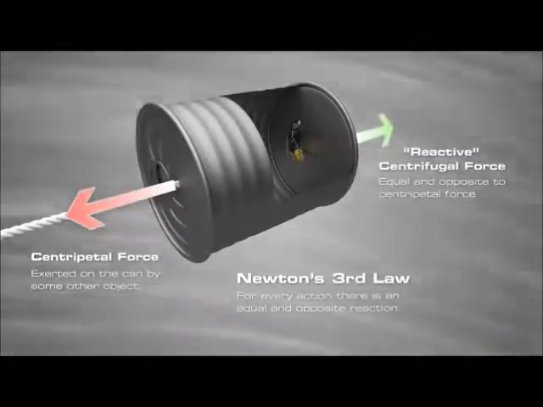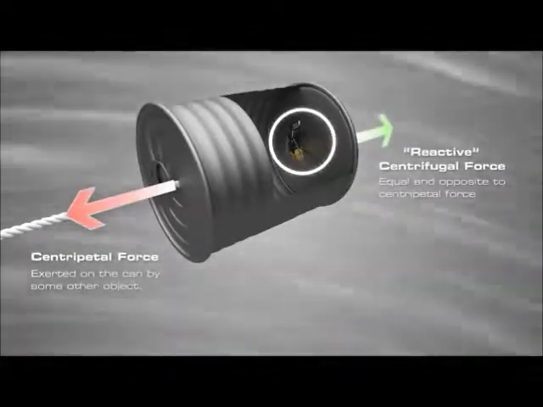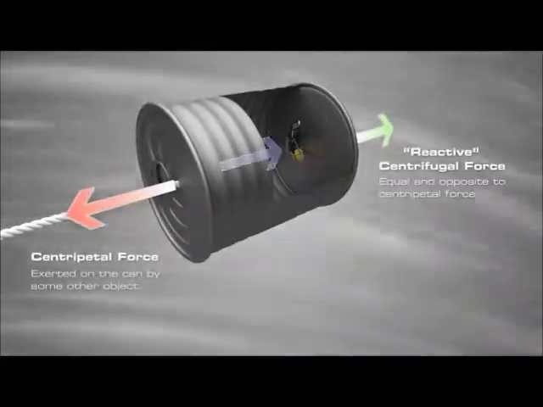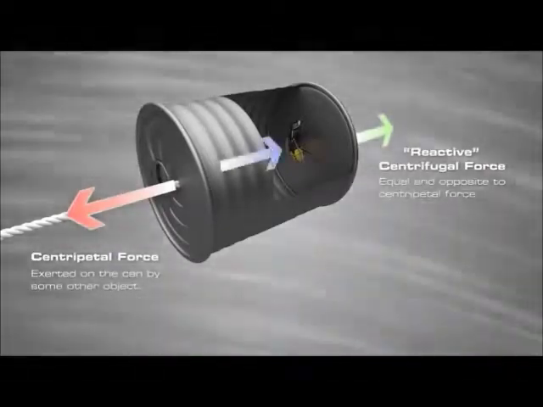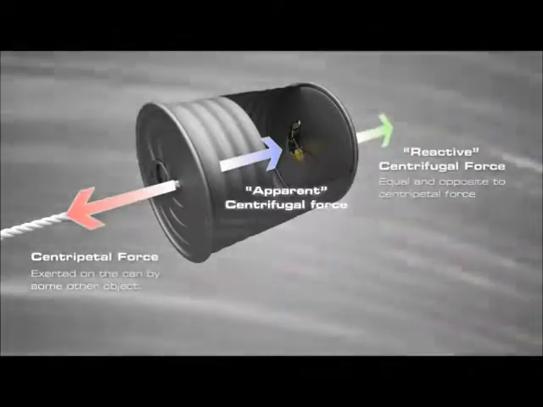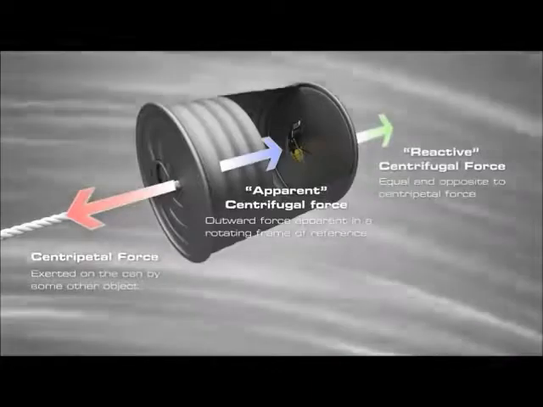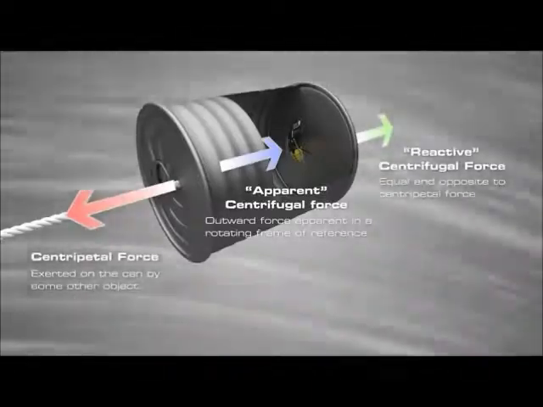originates the centripetal acceleration. If an object is placed inside the can, the object appears to have an outward force pushing it against the bottom of the can and away from the center of rotation. The apparent centrifugal force is most commonly introduced as an outward force apparent in a rotating frame of reference.